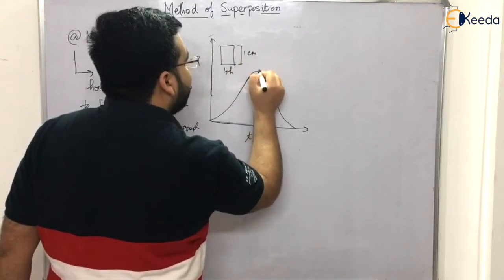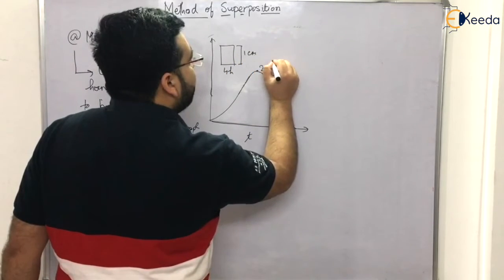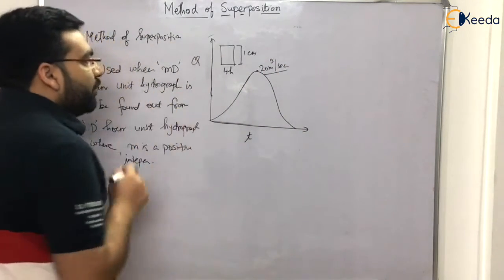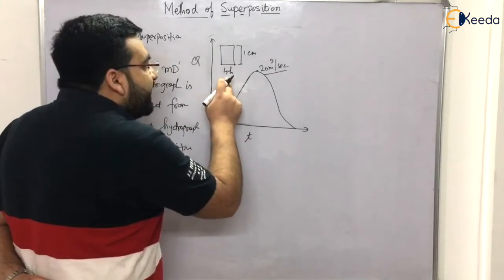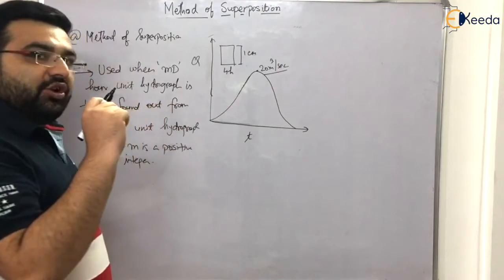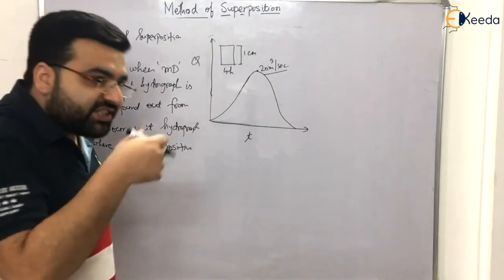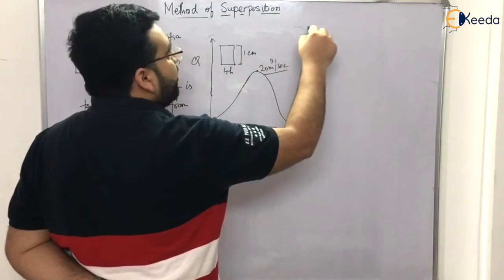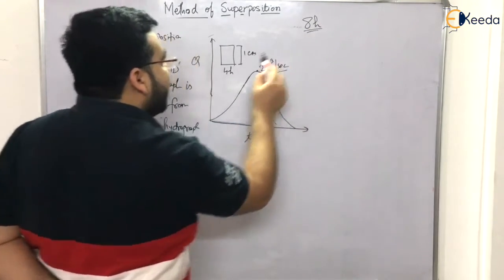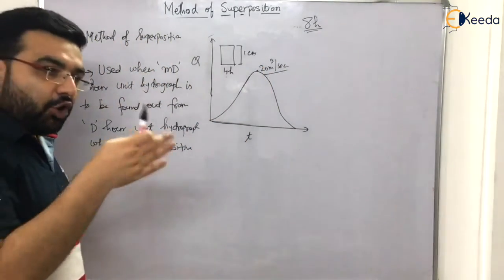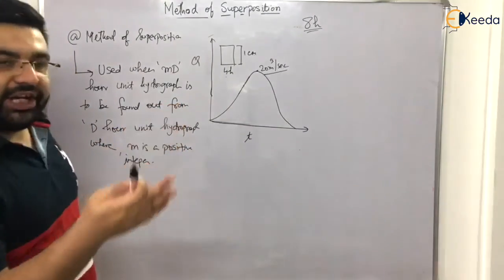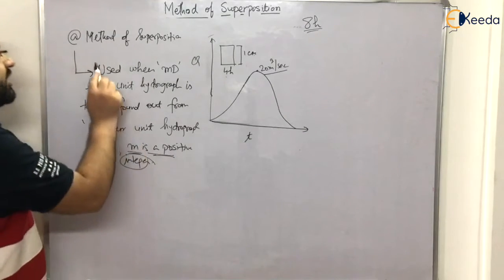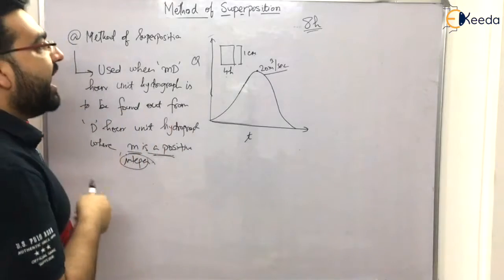1 centimeter is the depth of effective rainfall. This peak is 20 meter cube per second. Now this is a 4-hour unit hydrograph. If you need to determine a unit hydrograph for 8 hours, 12 hours, 16 hours or 20 hours, then the method of superposition is valid. For example, 8 is a multiple of 4: 4 into 2 is 8, 4 into 3 is 12, 4 into 4 is 16. So if M is a positive integer, then the method of superposition can be applied. Now, how to apply the method of superposition?